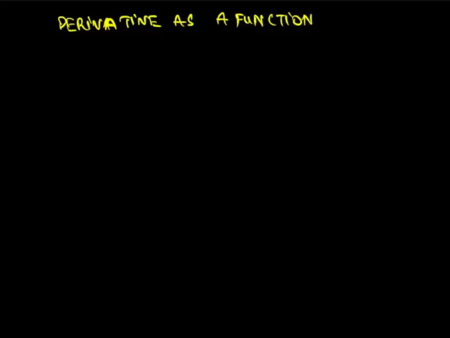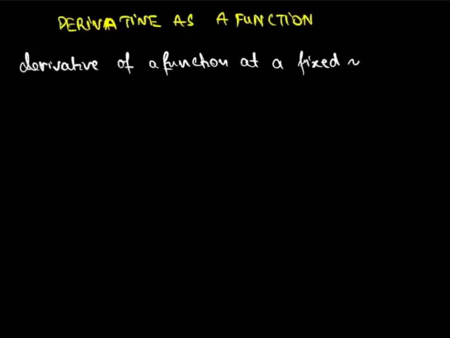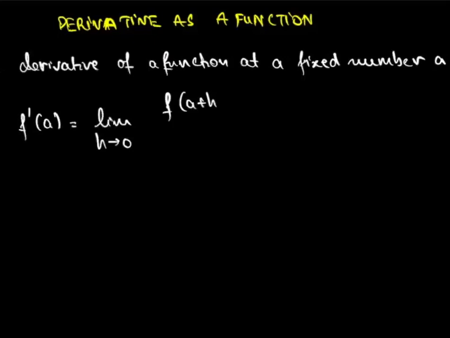So the derivative for functions at a fixed number A is f prime of A equal to the limit as h approaches 0 of f of A plus h minus f of A, divided by h.